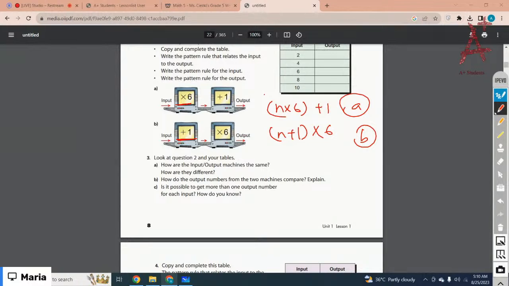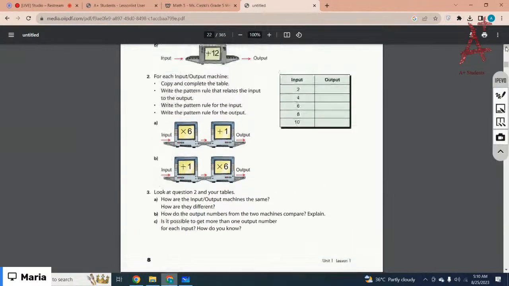How do the input numbers of these two machines compare? Explain. Is it possible to get more than one output number for each input? The two machines are different, right? For machine A, the input value is multiplied by 6 first and then you have to add 1. For machine B, you have to add 1 and then multiply. Let's compare the values of both the machines, right?